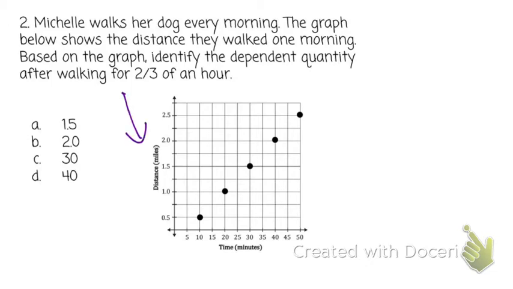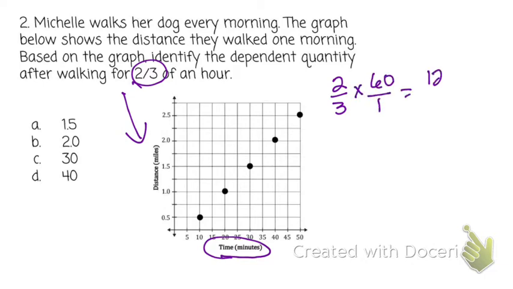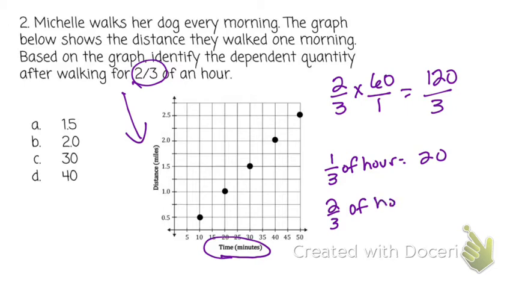What number on this side represents after she walks her dog for 2/3 of an hour? Well, because this is in minutes, we need to know what 2/3 of an hour is. So a couple of ways to do it. You could say, well, 2/3 of, that means times 60 over 1, would be 120 divided by 3. Or you could say, well, 1/3 of an hour is 20 minutes. So 2/3 would be doubling that, which would be 40 minutes. Okay, so at 40 minutes, what is my dependent quantity? 2 miles. Okay.